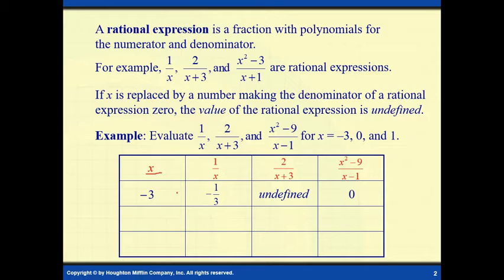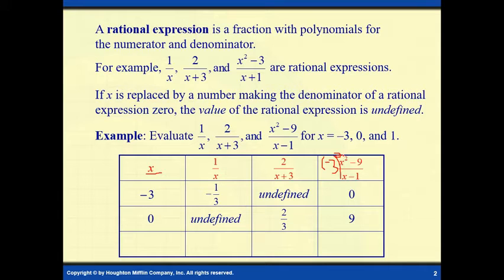All right, our first one is negative 3. When we plug it into the first one, it's negative 1 over 3. If I plug negative 3 into the second equation, please notice how the denominator turns to 0, thus leaving it undefined. If I place the negative 3 in the third equation, please remember that your negative 3 squared is going to turn into a 9, and 9 minus 9 is 0, and so that's why it's 0.